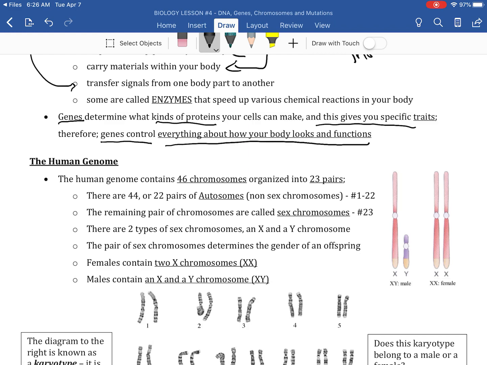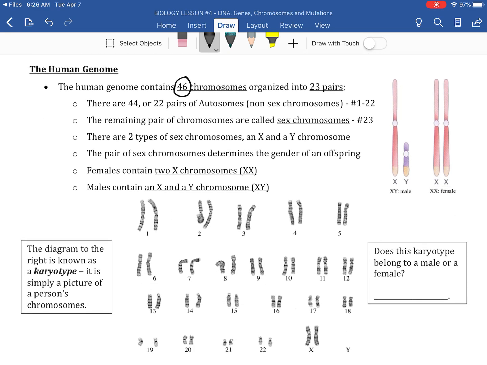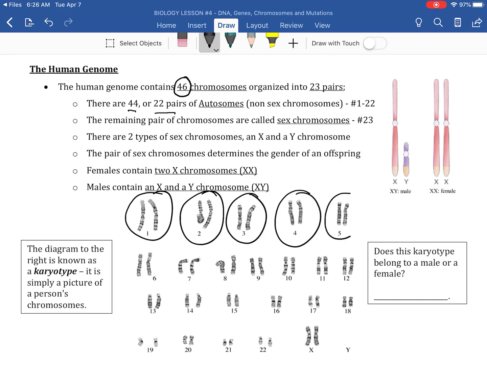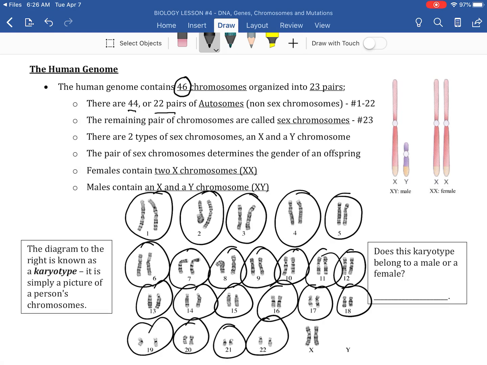All right, so now let's take a look at the human genome. The human genome, like I said before, contains 46 chromosomes. Those 46 chromosomes are arranged into 23 pairs. So there are 22 pairs of autosomes. So here, 1, 2, 3, 4, 5, 6, 7, 8. Bear with me for a minute. These ones that I have circled, there's 44 of them in total. If I go 1, 2, 3, 4, 5, 6, and continue all the way down, I will get to 44 individual chromosomes.